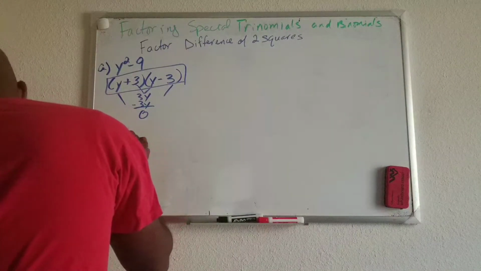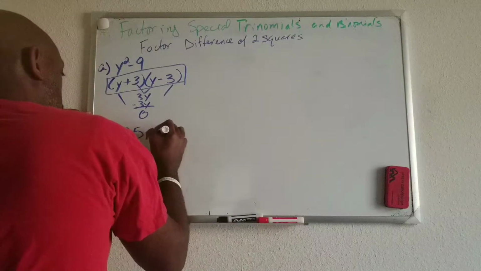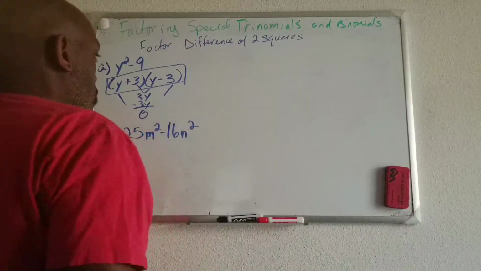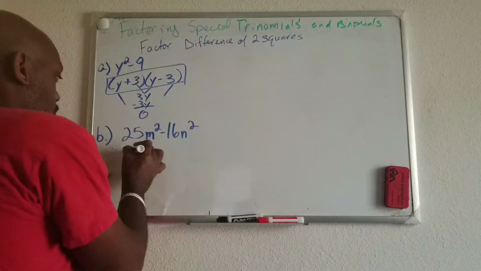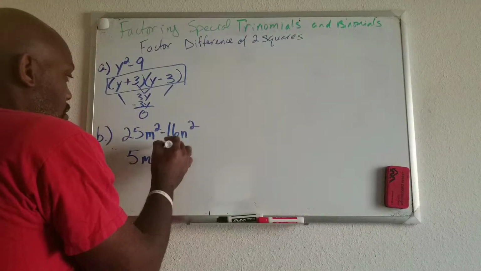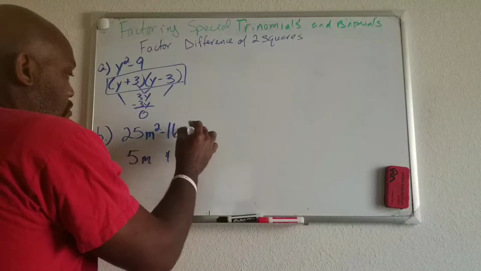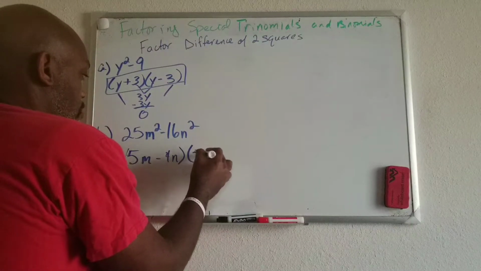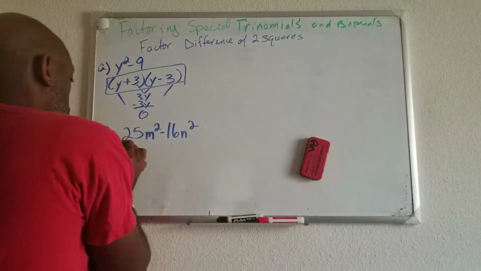Difference of squares. Okay, so we're going to do the same thing here. Difference of squares. Square root of 25 is 5. Square root of m squared, sorry, is m. Square root of 16 is 4. Square root of n squared is n. One will be negative, one will be positive.